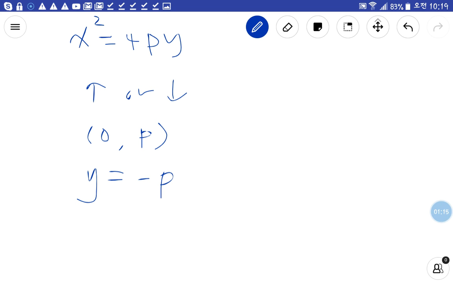Now axis. What's going to be the axis? The y-axis would be my axis. Focal length is going to be p. Focal width is going to be the absolute value of 4p. Guys, look. If you translate your graph, your open direction, upward or downward, is not going to change, and the focal length and width are not going to change. The only things that change are your standard equation, your axis, your directrix, and your focus.